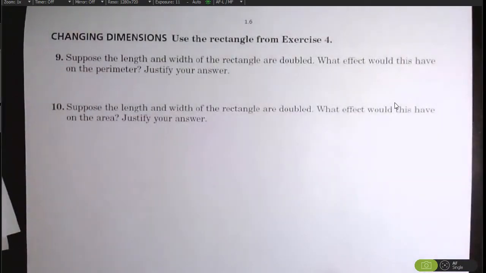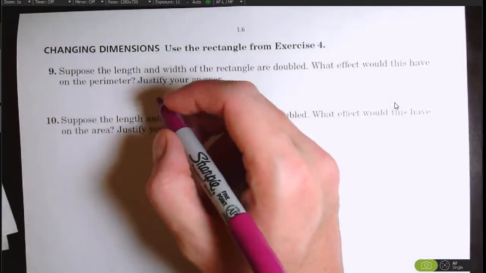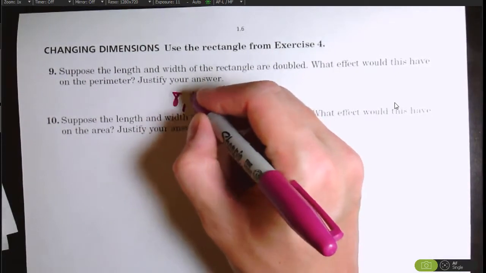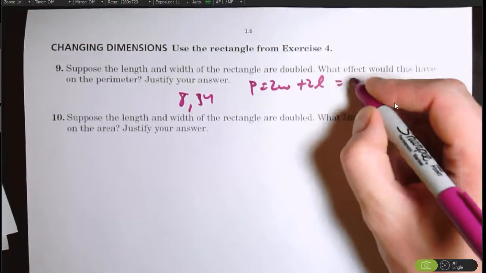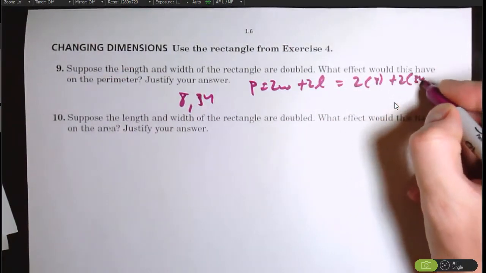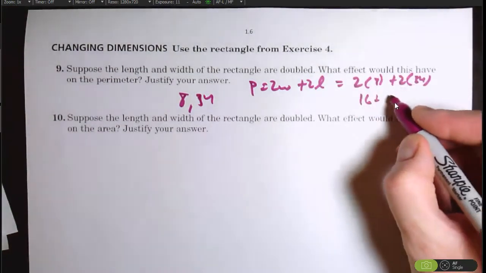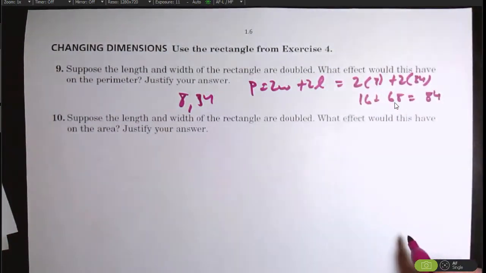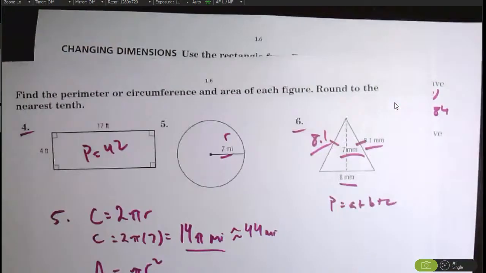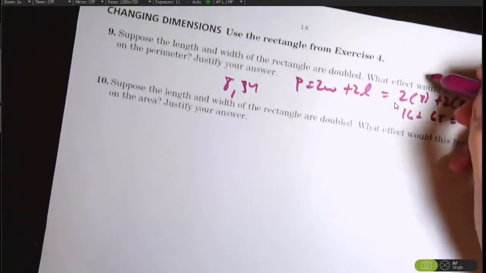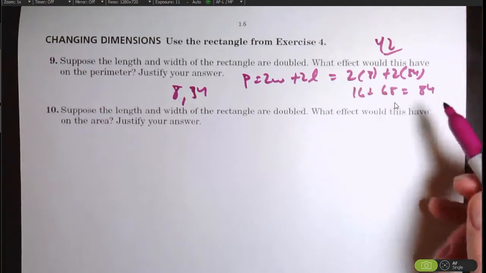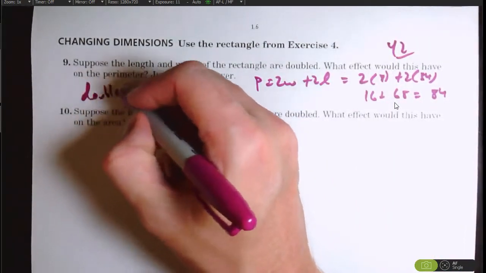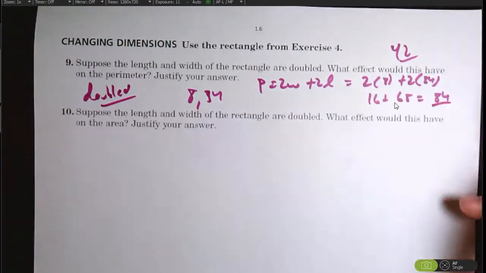Now what they want us to do is double the width and the length, and then they ask what effect this would have. Well, the new lengths would be 8 and 34. So perimeter is 2 width plus 2 length: 2 times 8 plus 2 times 34, 16 plus 68, which gives us 84. So if it was originally 42 to begin with, it went from 42 to 84. What did it do there? Hopefully you can catch pretty easily. It doubled. How do you know that? I doubled the lengths, I got double the perimeter.